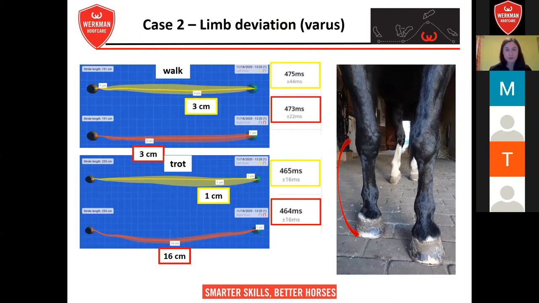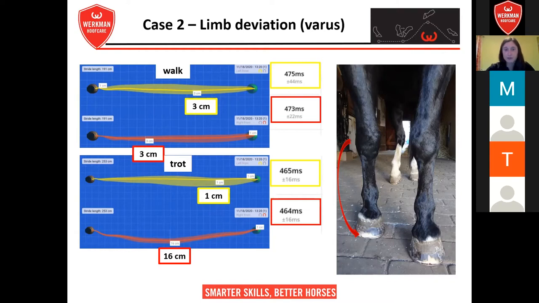But in trot, you see the left one, the straighter one, is still quite straight in the flight arc as well. But the right one with the limb deviation, with the varus conformation, has about 16 centimeters of sideways motion to lateral during swing phase. This is quite something. And of course, you could say, okay, I can see by eye that the limb is moving to lateral during swing phase. But the more important fact is if you compare the timings.